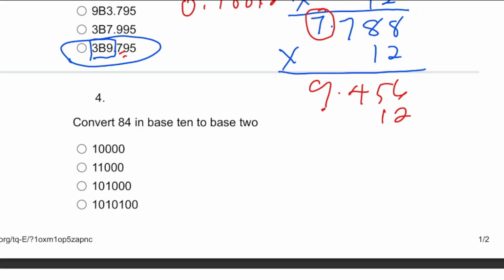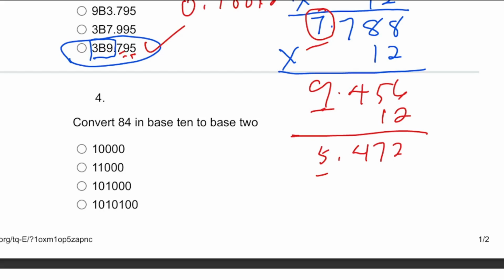That will be 0.456 times 12. This will give you 5.472. You can see the last option here is what? 5. So that is 3B9.795. So the answer is this, still correct. You can see it's so simple, right? It's so simple, once you know what you're doing.